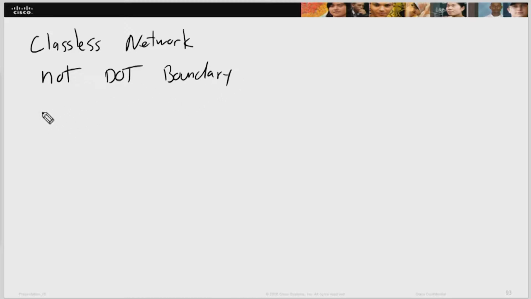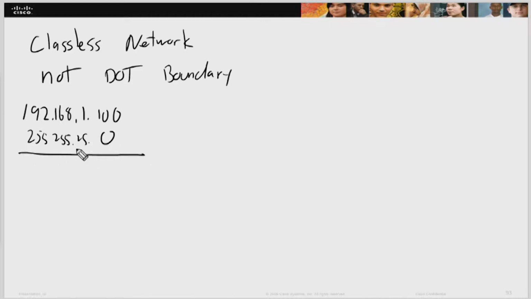So again, what we did before was we did 192.168.1.100, and we used a mask of 255.255.255.0. So that put us on the 192.168.1.0 subnet. Well, if this is what we were given, 192.168.1, but we realized that we had a router and we needed to use an address space on both sides.